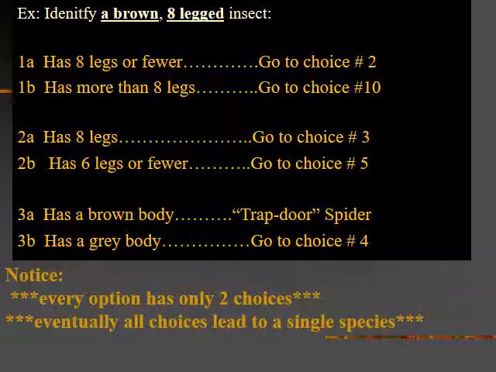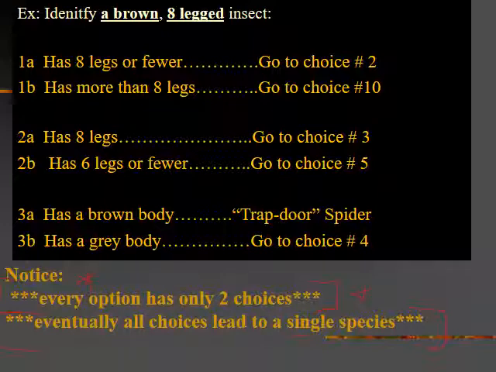So, as I said before, this is the same exact slide, so you don't need to copy it twice. Again, notice every option has two choices only. There's no case of 1A, 1B, 1C. It's A or B. And that eventually, if you were to follow this path down far enough, all choices would eventually lead to identifying a single species. Not the same species, but you would get different species if you follow the pathway all the way through. That's the nature of a dichotomous key. So these are very important points to make sure you get copied down.